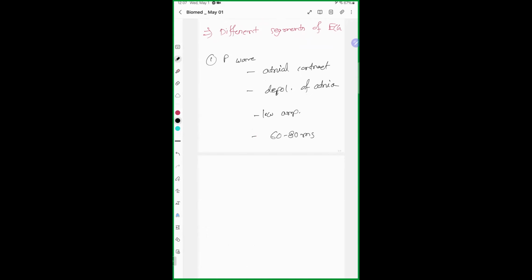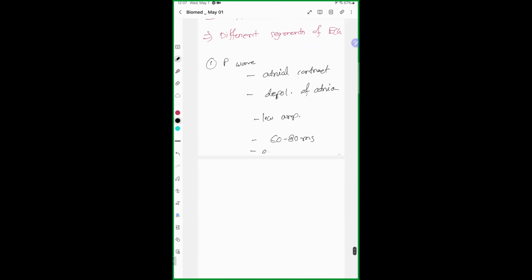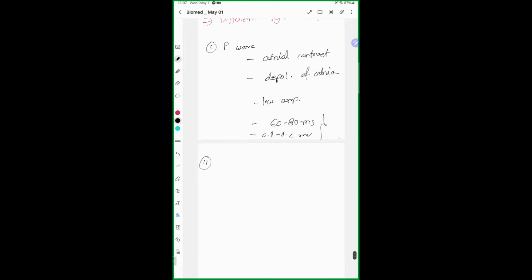Now this time period and 0.1 to 0.2 millivolt, these things vary. It's not fixed. It varies from person to person, especially from age to age. Like the time will be different for an old person compared to a young person. Also from male to female, that will also vary. So these things are not 100% fixed, just a general consensus.